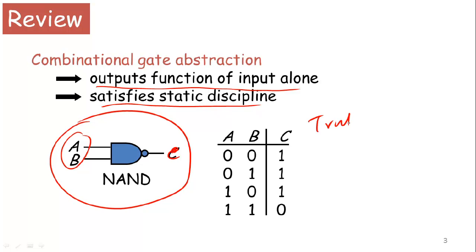So we also talked about truth tables, and so here is the truth table for a NAND gate, and the truth table enumerates all the outputs for a given set of inputs. So for example, if my inputs are 0, 0, the output is a 1, and so on and so forth. And for a NAND gate, the output is 0 when the inputs are both 1s.